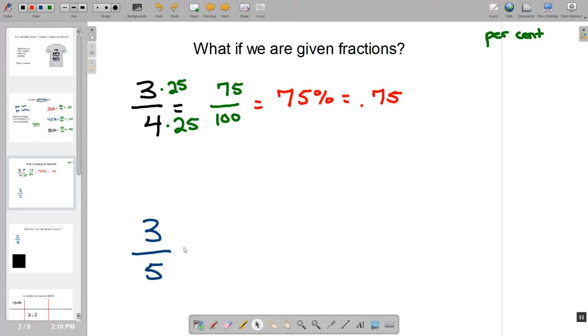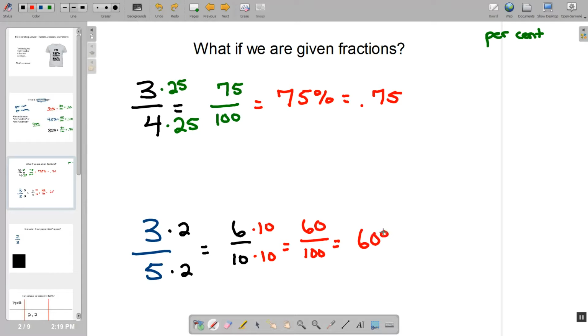Likewise, if we're given the fraction 3/5, we need to follow the same procedure. We need to get it into per century. So I know that I can turn this into tenths by multiplying the numerator and denominator by 2. Once I have it in tenths, I can multiply both the numbers by 10 to get 60 hundredths, which is 60% or 60 hundredths as a decimal. Once again, the fraction, the decimal, and the percent should all match.